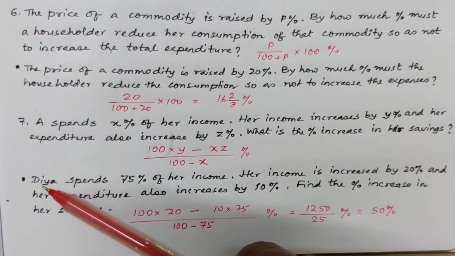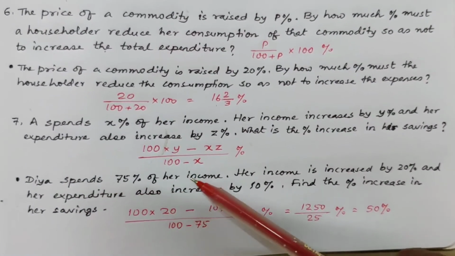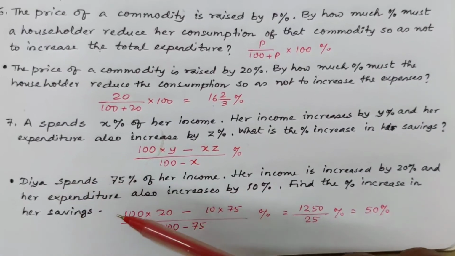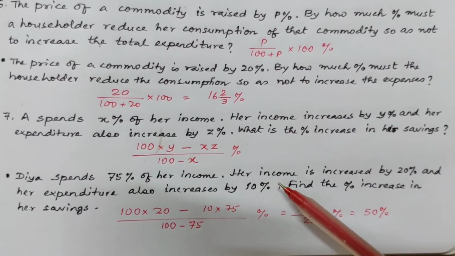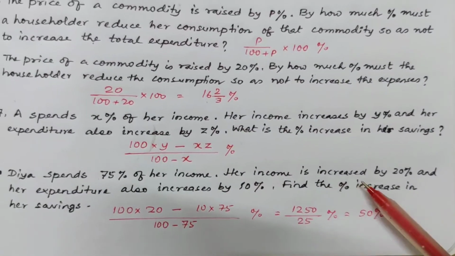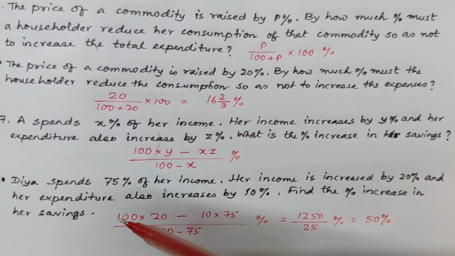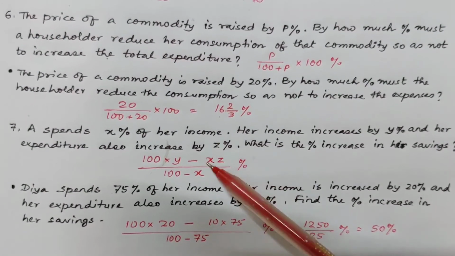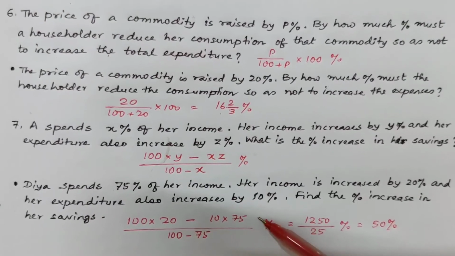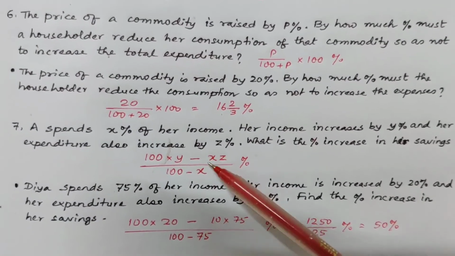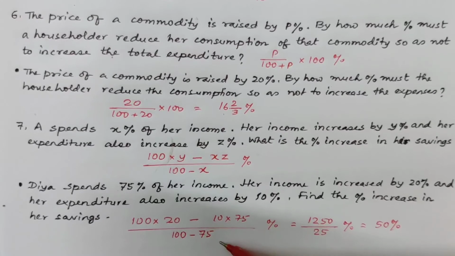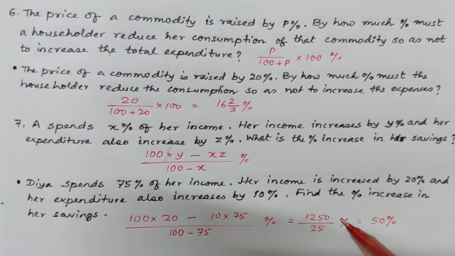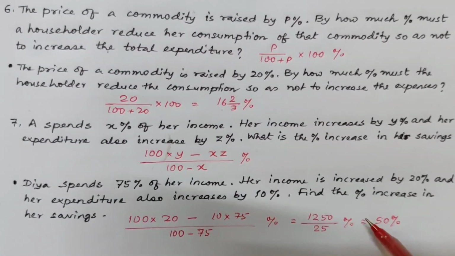Let's do a problem. Diya spends 75% of her income. Her income is increased by 20% and her expenditure also increases by 10%. Find the percentage increase in her savings. So 100 into 20 minus X into Z, that is 10 into 75, by 100 minus X, meaning 100 minus 75. So 1250 by 25%, that is 50%.